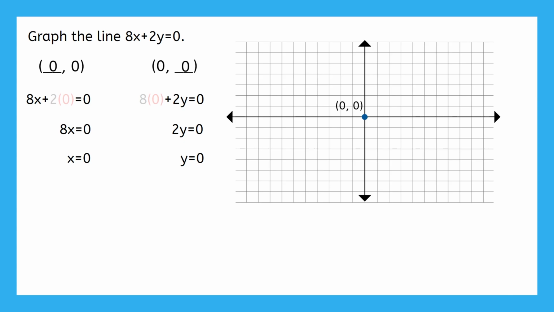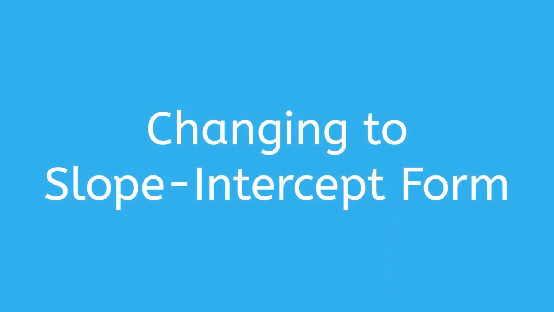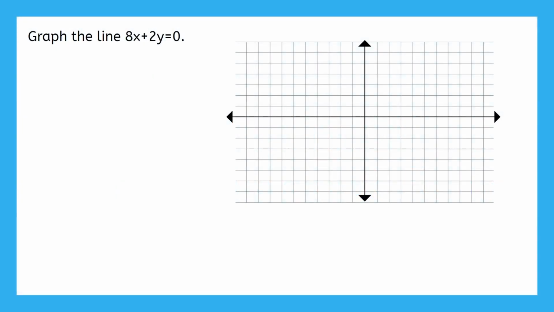Well, the intercept method can be really handy, but if this happens, I recommend using a different method. We can actually change the equation to slope-intercept form, and then graph it using the y-intercept and slope like we're used to. Let's go back to that problem again and try this out.